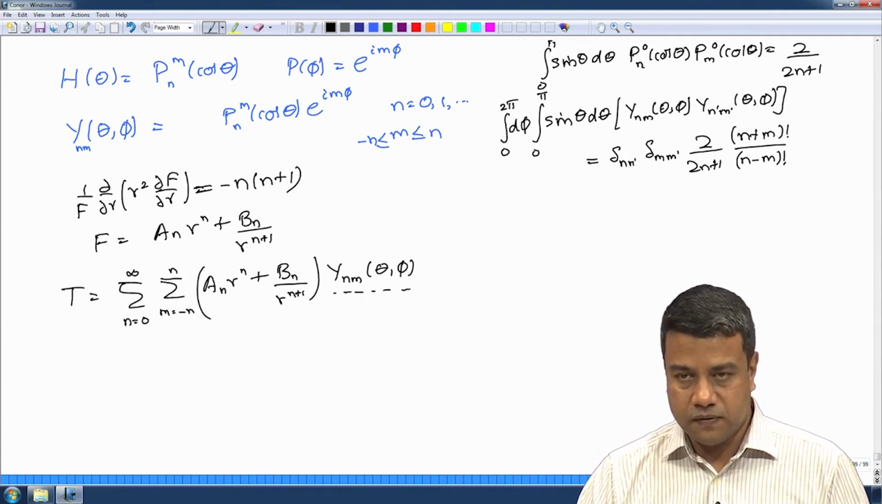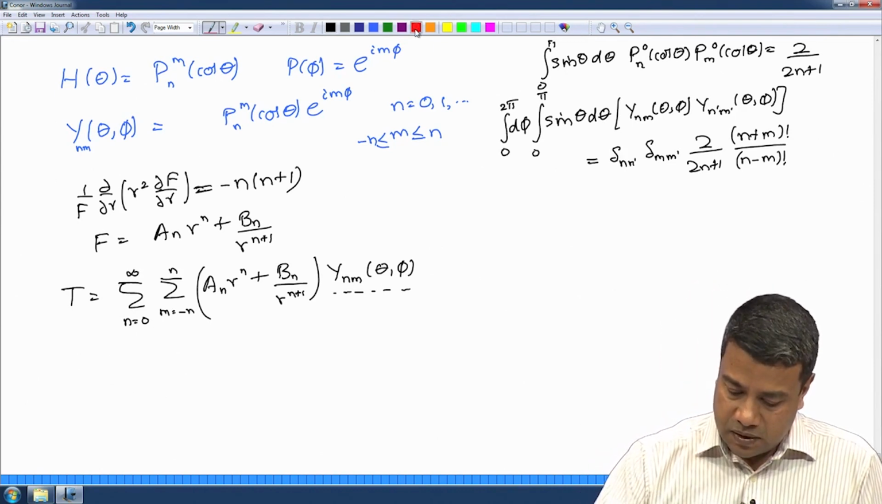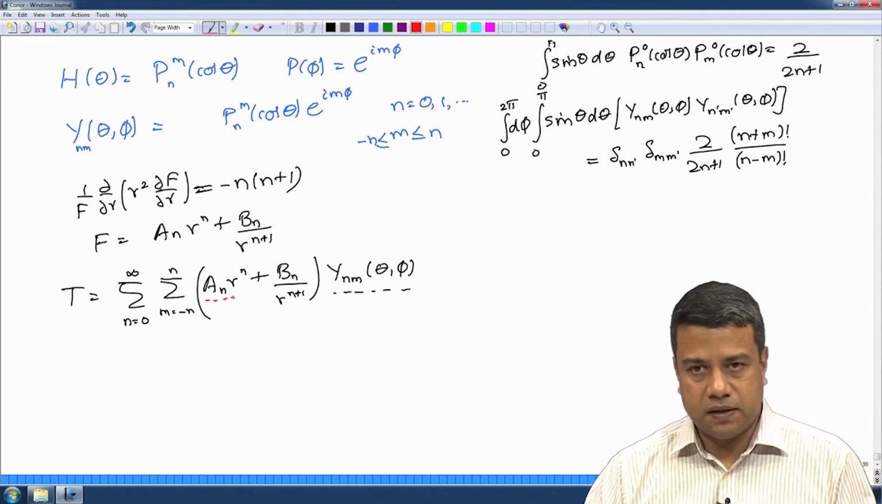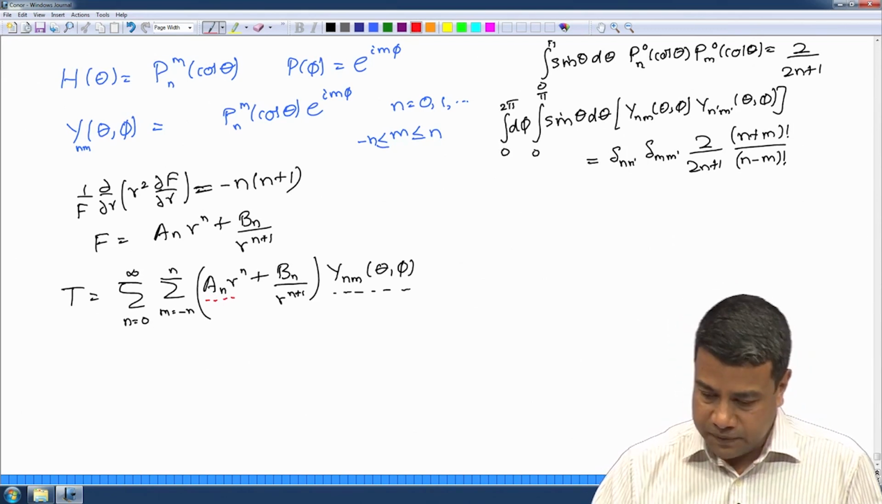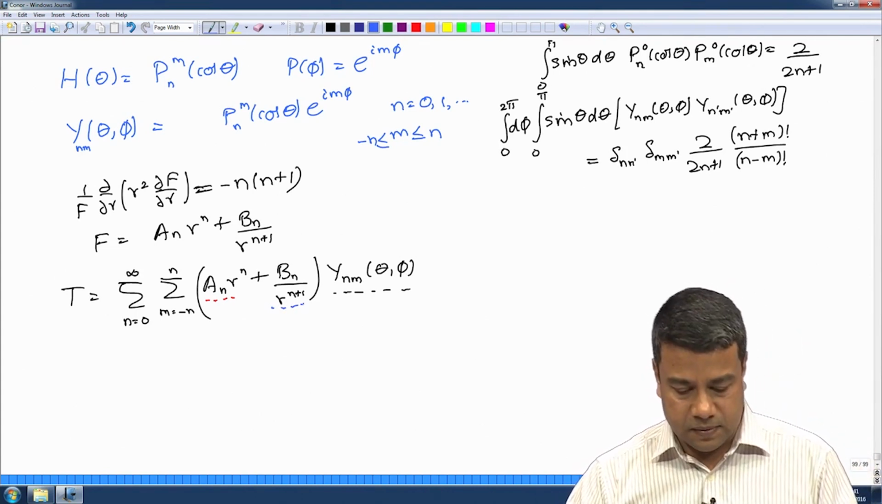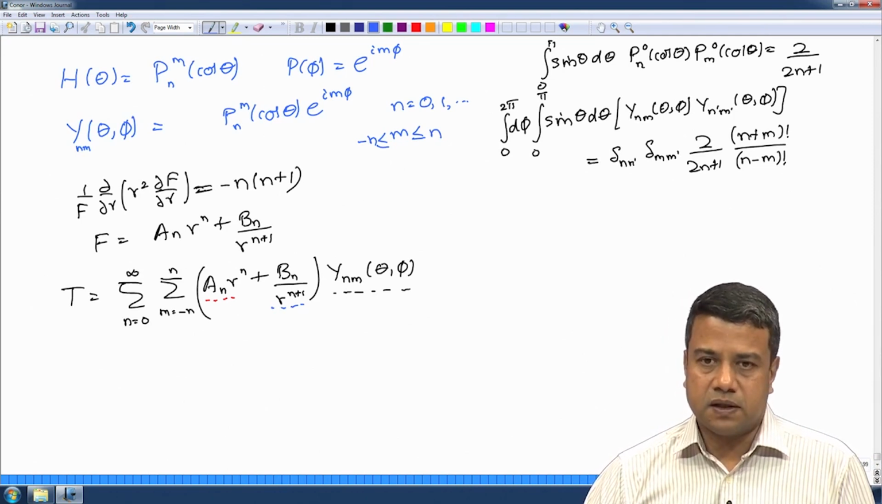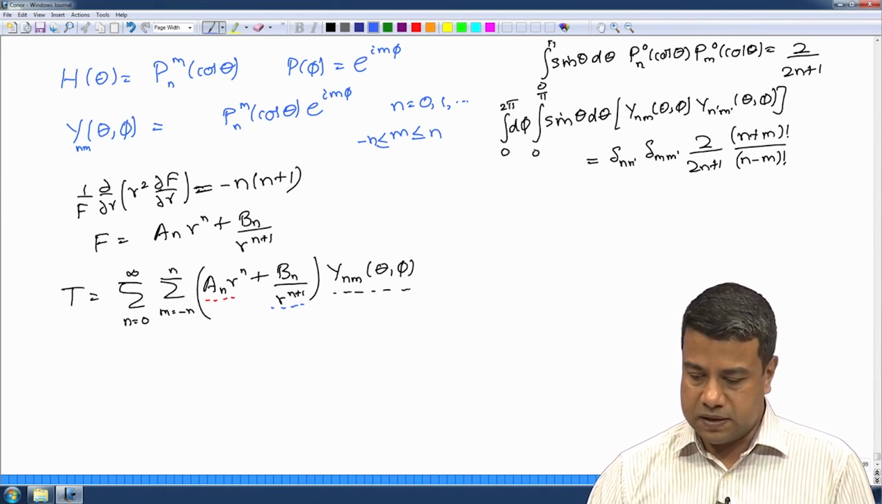For each value of n and m, you have two solutions in the radial direction, one of which is increasing as a function of r, it is called the growing harmonic. The other one is decreasing as r goes to infinity, that is called the decaying harmonic. So, this is the general solution for the conduction equation in a spherical coordinate system.